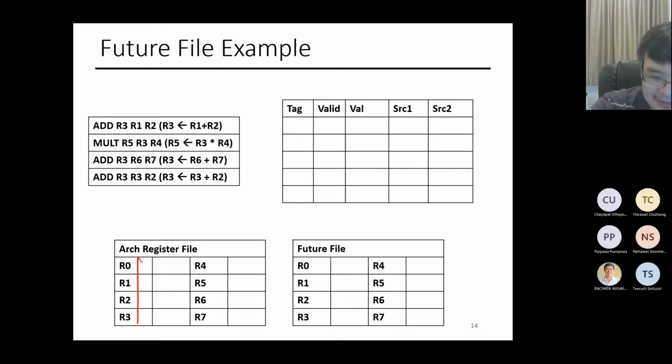And again, you don't need the valid bit for the architectural register file because it's always valid. It is always valid, right? But then you need the valid bit for the future file.